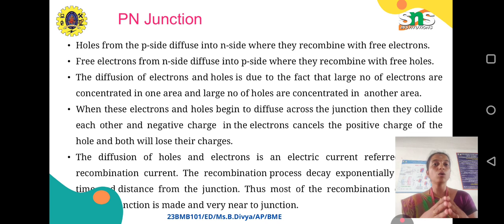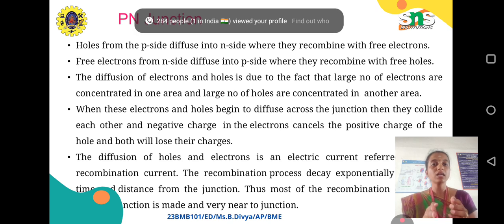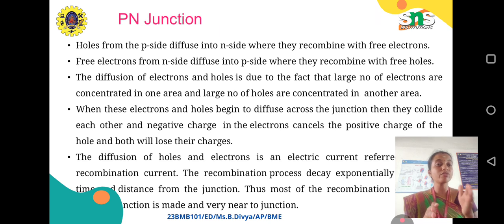Holes from the P side diffuse into the N side, where they can recombine with free electrons. Free electrons from the N side diffuse into the P side, where they recombine with free holes.